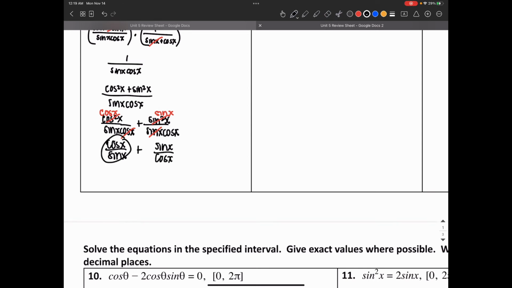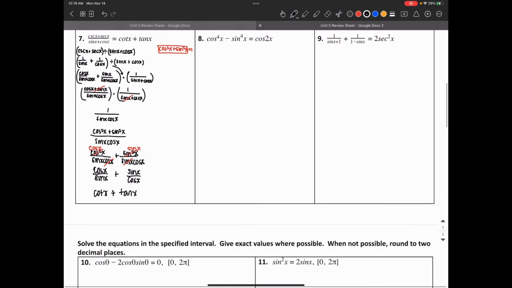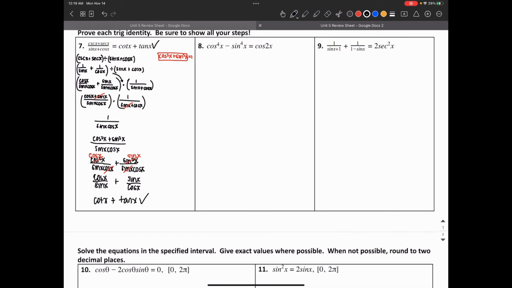This here is cotangent of x, and this here is tangent of x, and that is what I had on the other side. So I'm done with that one.